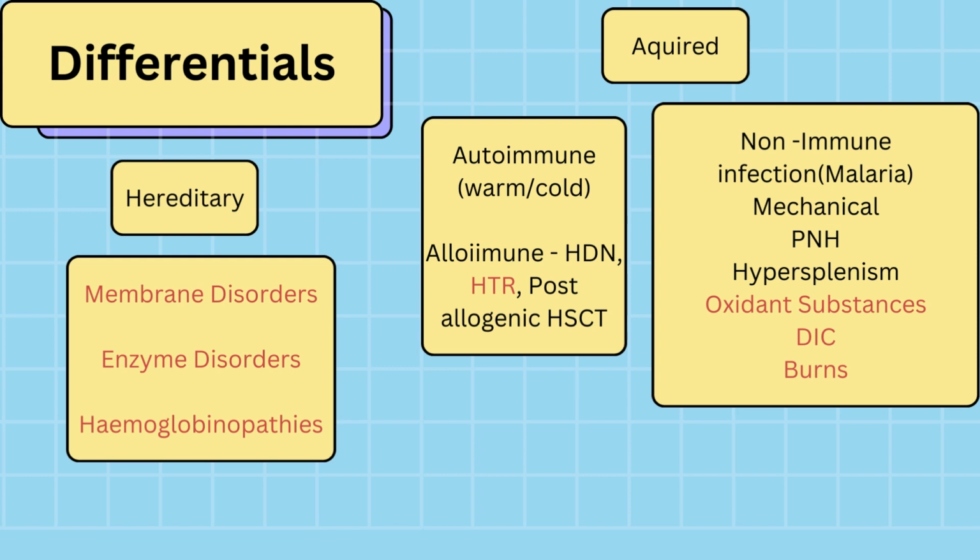Acquired causes might be autoimmune, so the host's immune system makes autoantibodies against the red cells, or alloimmune because of an antibody from a donor or a mother in an infant. The donor might be from a transfusion or stem cell transplant. There might be non-immune causes from infection like malaria, or intravascular hemolysis from a heart valve. DIC from infections or burns can also cause hemolysis.